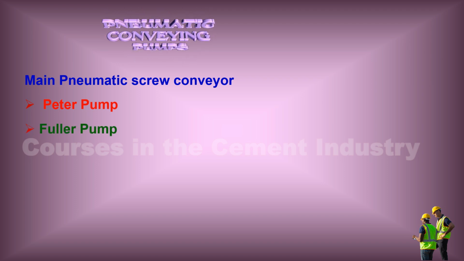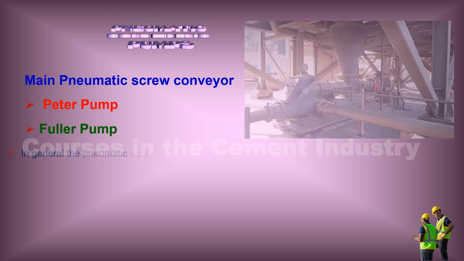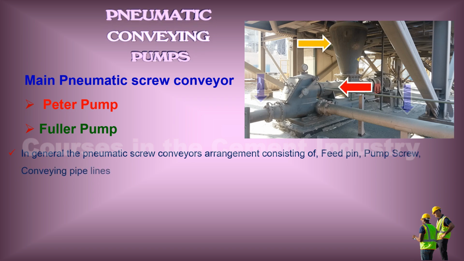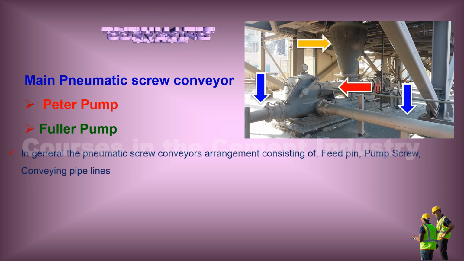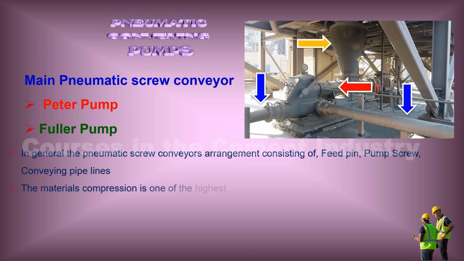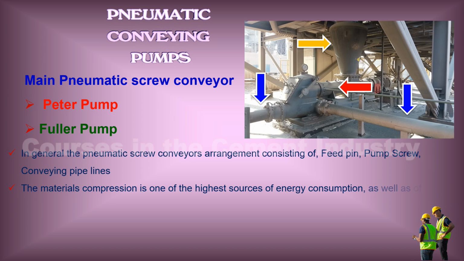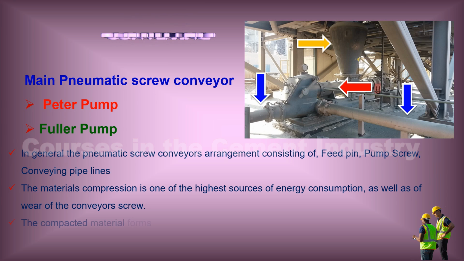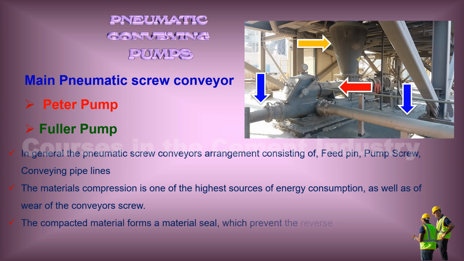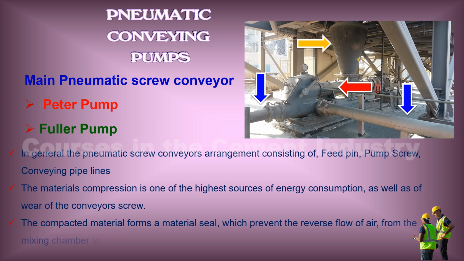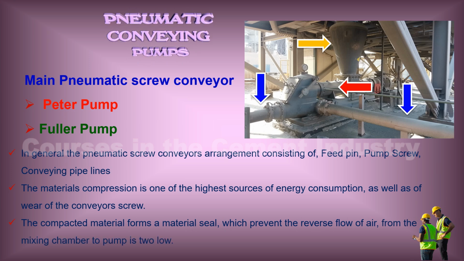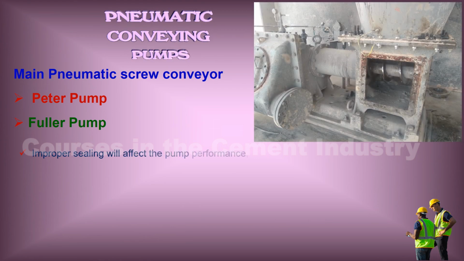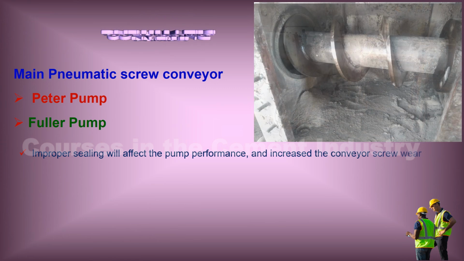Important information. 1. In general, the pneumatic screw conveyor arrangement consists of feed bin, pump screw, and conveying pipelines. 2. The material's compression is one of the highest sources of energy consumption, as well as of wear of the conveyor's screw. 3. The compacted material forms a material seal, which prevents the reverse flow of air from the mixing chamber to the pump, which is too low. 4. Improper sealing will affect the pump performance and increase the conveyor screw wear.